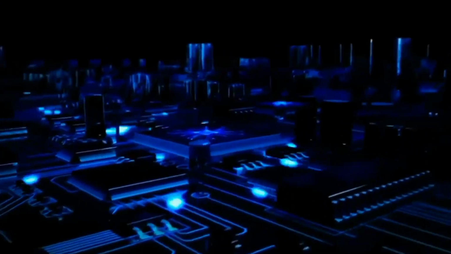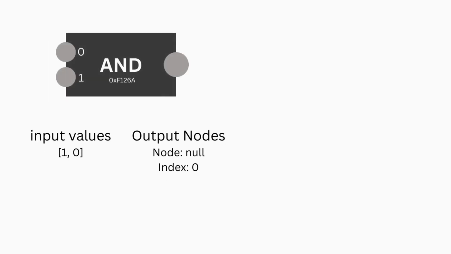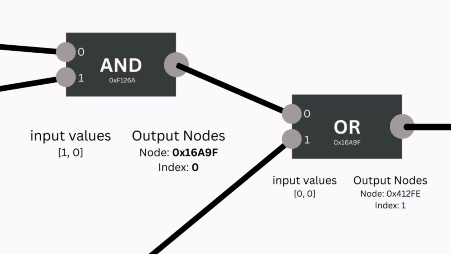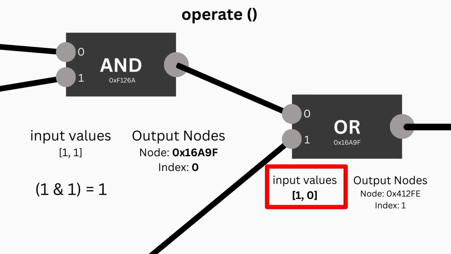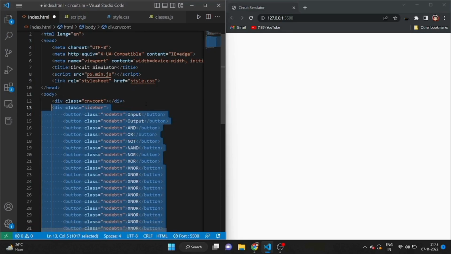Getting back to the circuit simulator, let's first understand the mechanism. Everything is object oriented, so you must know classes, inheritance, etc. There are gates, and each gate has its input values and output nodes. Output nodes are initialized to null as they're not connected in the first place. When we make a connection, the address of the next node is fed into the output nodes of the current one with the index. And finally, in the operate function, it calculates whatever logic it has and sets the input value of the proper node. So I made a basic HTML page, linked the scripts, added some buttons.